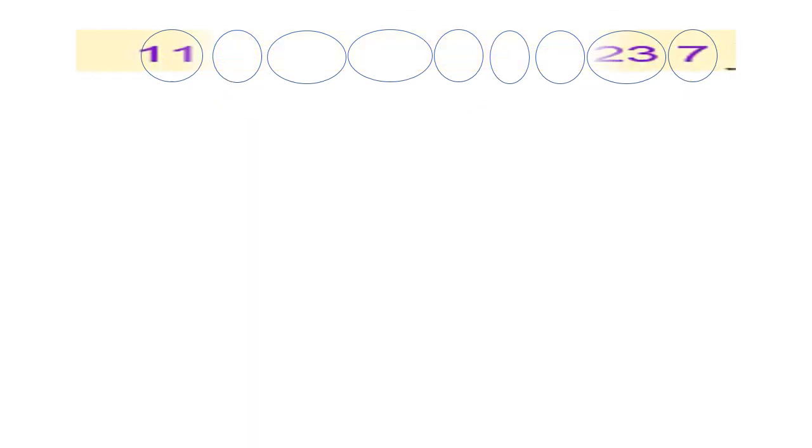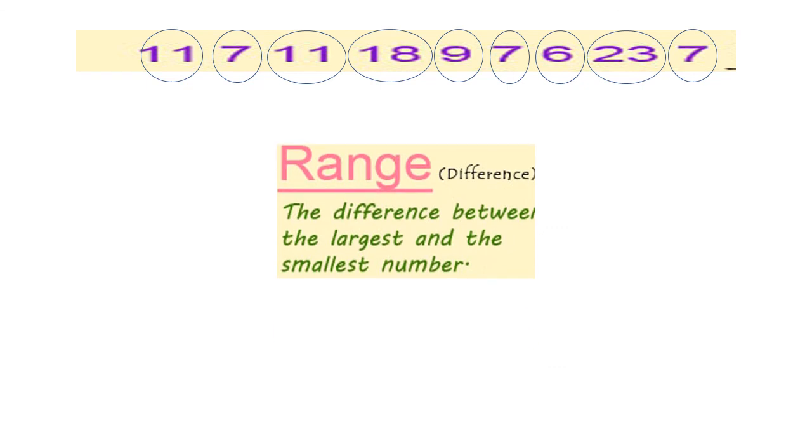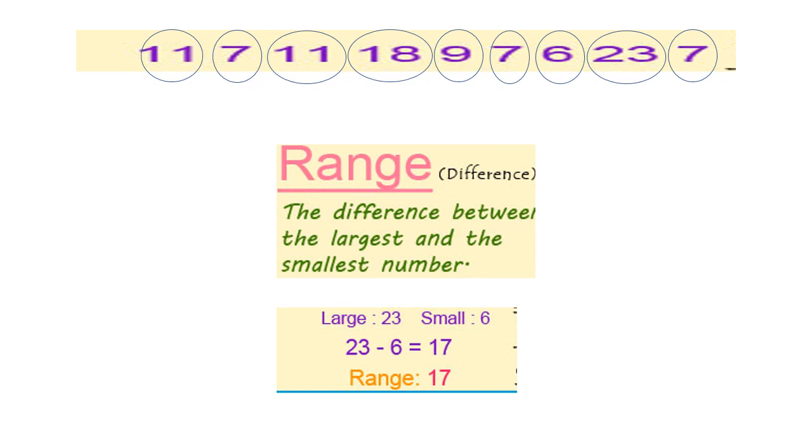Finally, if I have the same data values and I wanted to find the range, it is the difference between the greatest value, which is 23, and the smallest value, which is 6. So 23 minus 6 is equal to 17.